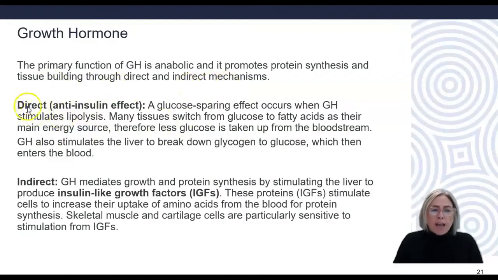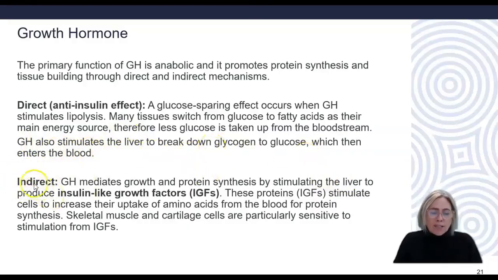The direct mechanisms, also known as the anti-insulin effect. So a glucose sparing effect occurs when growth hormone stimulates the breakdown of fat, and this is known as lipolysis. And many tissues will switch from glucose to fatty acids as their main energy source, and therefore less glucose is taken up from the bloodstream. Growth hormone also stimulates the liver to break down glycogen to glucose, which then enters the blood as well.